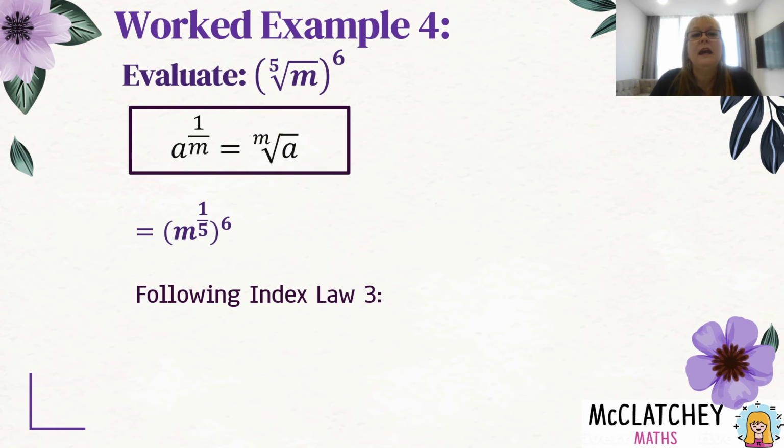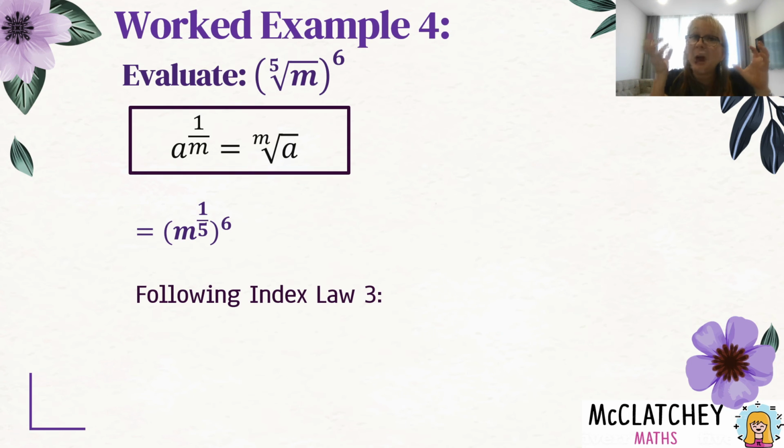Now you might be wondering, how do I multiply a fraction by a whole number? Well, sometimes if a fifth goes into the number, for example, if the power outside the bracket was 20, well, 1/5 of 20 is equal to 4. That would be nice and easy. But in this case, a fifth does not go nicely into 6. So what we're going to end up with here is a fifth times 6.